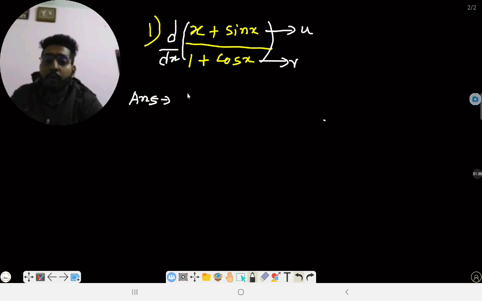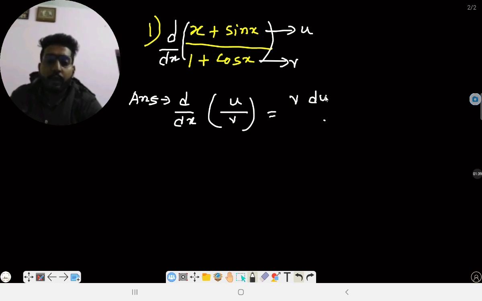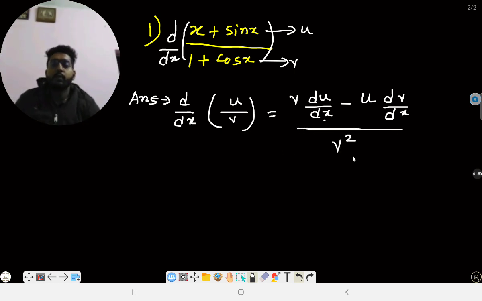Now there is a formula for division. So what is the formula? You have to know the formula. So d/dx of u by v is v du/dx minus u dv/dx, all divided by v squared. Okay, so this is the formula that we need to remember for solving this type of problem.